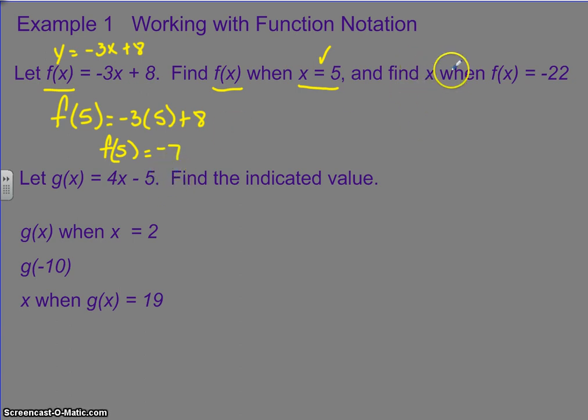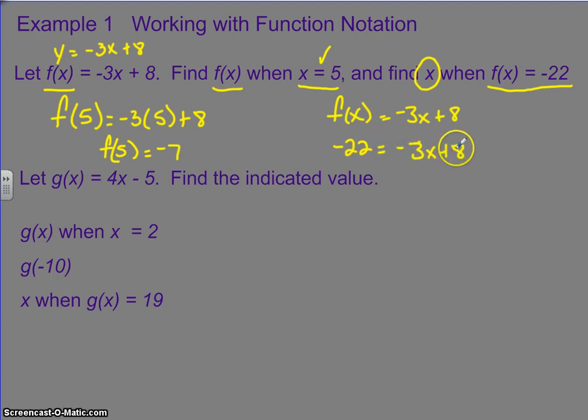Look at this one. This is a different question. I'm going to find x. So I'm not substituting for x, I'm going to find x. But I am going to substitute for something. f of x equals negative 22. Think of that as y equals negative 22. Where does this go when I substitute? Well, instead of going in the parentheses, it's going to take the place of the whole thing. So instead of f of x equals negative 3x plus 8, I substitute negative 22 for f of x, and that equals negative 3x plus 8.